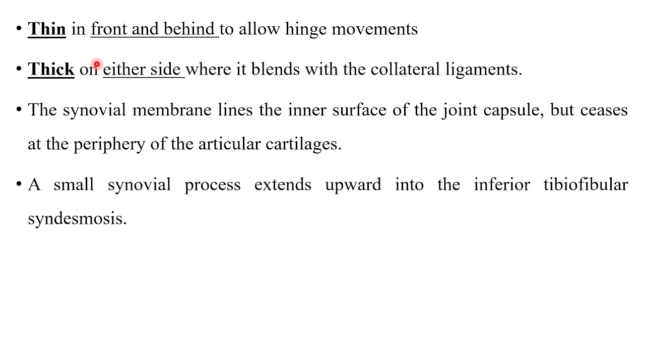So the capsule is thin in front and behind to allow the hinge movements. That means the capsule is thin in the anterior and posterior aspects, and it is thick on both lateral aspects, or both the sides, where it blends with the collateral ligaments, including your medial and lateral collateral ligaments. It is thin in front and behind to allow the movements, that is your dorsiflexion and plantar flexion.